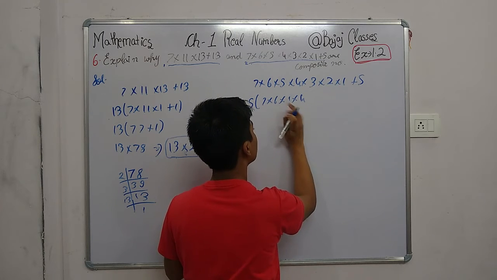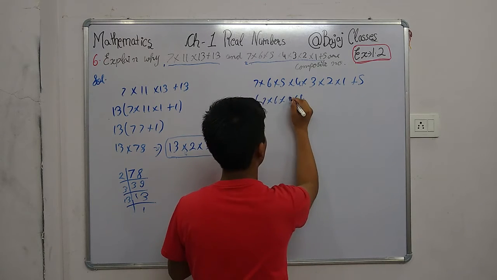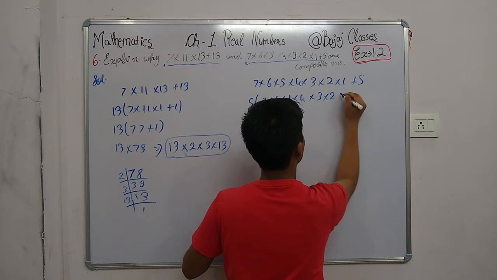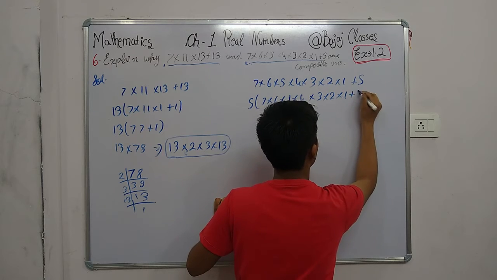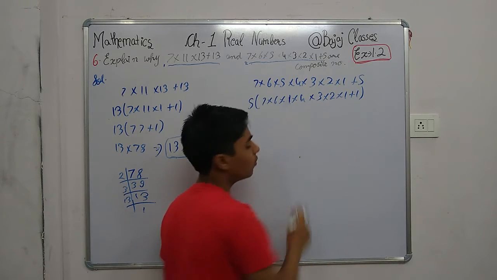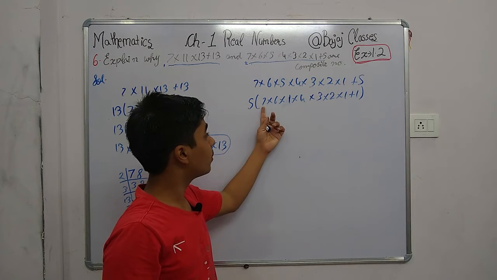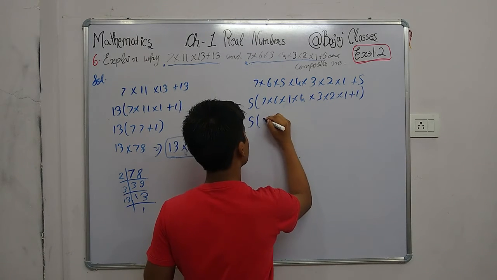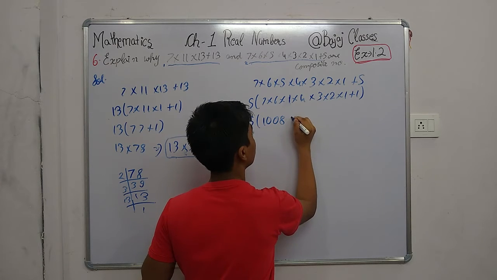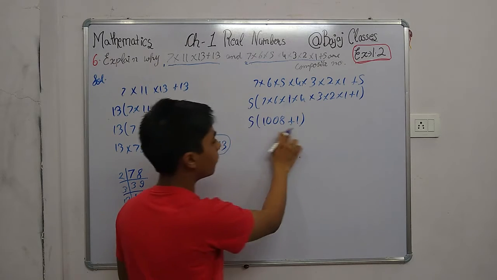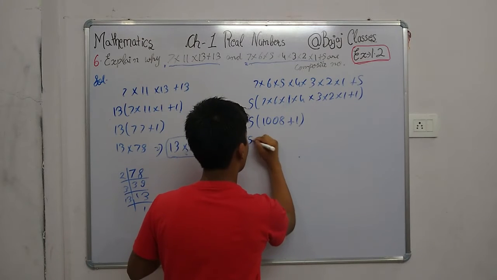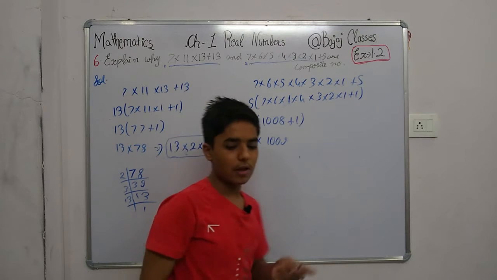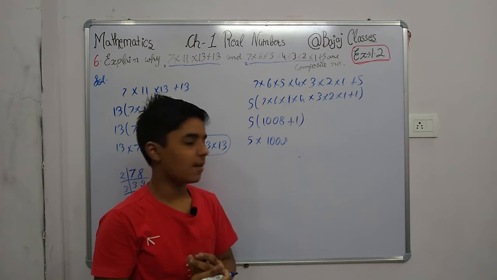Because we have taken 5 as common, it will be multiplied, and here it will become 1 into 4 into 3 into 2 into 1, and here plus 1. Now what will happen? When we multiply all these numbers except 1, it will convert to 1008. 1008 plus 1, so it will be an equation. Now 5 into 1009, because 1009 is a prime number.